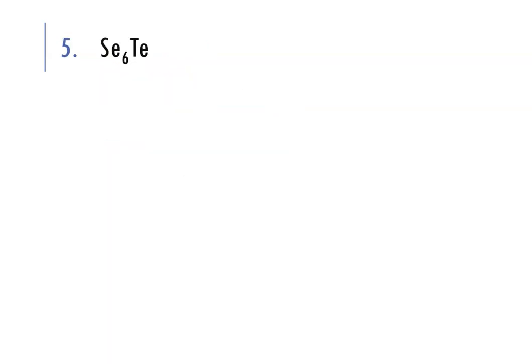Okay, next up we have Se6Te. So if we look at this, it does not start with H, does not start with NH4. We look at Se on the periodic table. Selenium is to the right of my metalloids. It's a nonmetal, which means that this is molecular. So for molecular, I do need to know what the subscripts are because I'm going to be using the prefixes. So I have Se6, so 6 is hexa. So this is going to be hexaselenium.